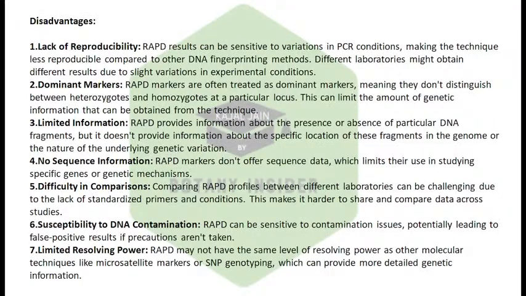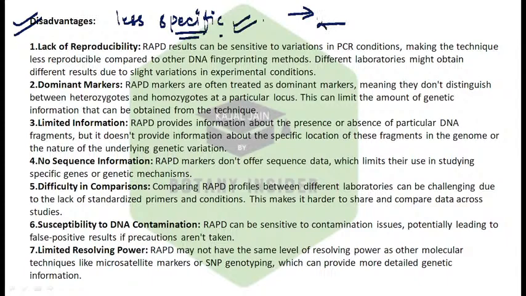Now, these are the disadvantages of using this method. First, it is less specific, because we are not using any specific primer here. So the primer is going to bind anywhere in the DNA sequence and it is going to give us arbitrary results. The only other disadvantage is that it is not reproducible, because since the primer is not specific, it becomes very difficult to reproduce these results. So there is a lack of reproducibility.